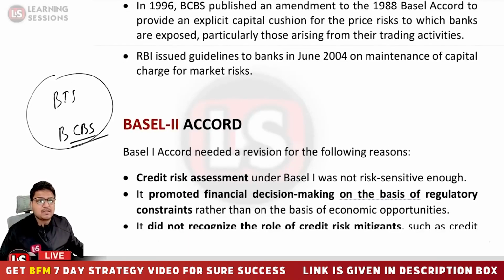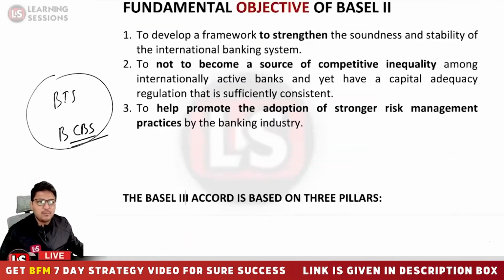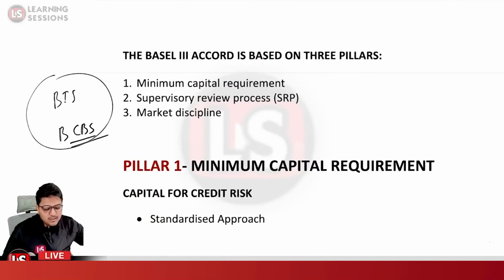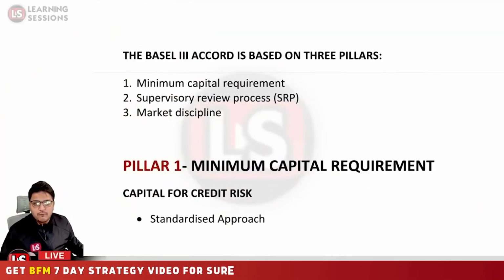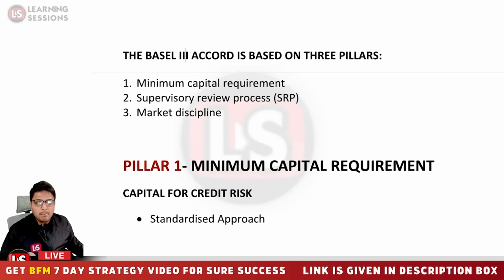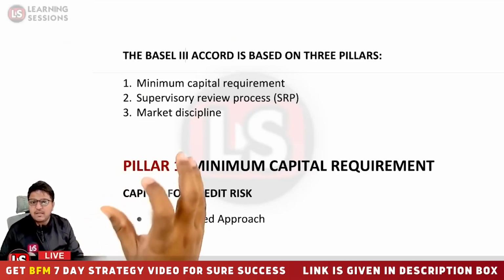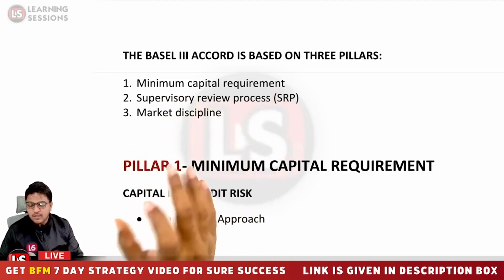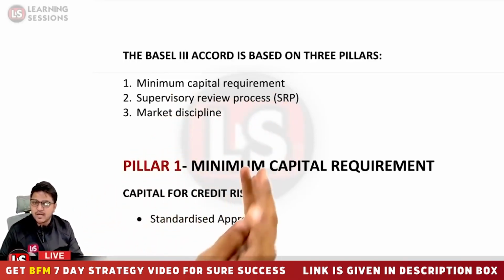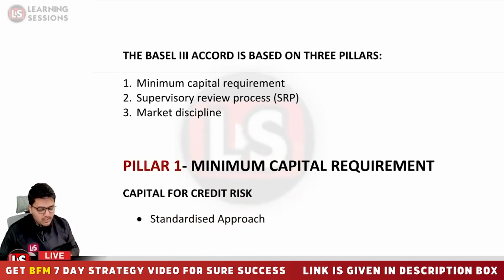And there are three pillars in case of Basel. What are these three pillars? First pillar is the minimum capital requirement. That is the capital adequacy ratio we are dealing with in the first pillar: for the different risks, that is credit risk, market risk, operational risk, we need to maintain the minimum capital that is prescribed by the regulator.